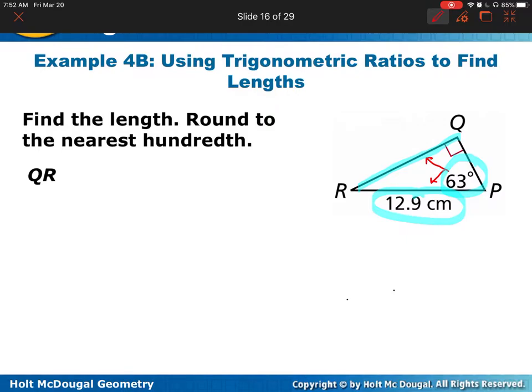So I'm going to be looking at QR and this one. So that would be the opposite over the hypotenuse. So hopefully you know by now that would be SOH CAH TOA. So opposite over hypotenuse would be sine. So the sine of 63 degrees is equal to our opposite, which is QR, over 12.9.